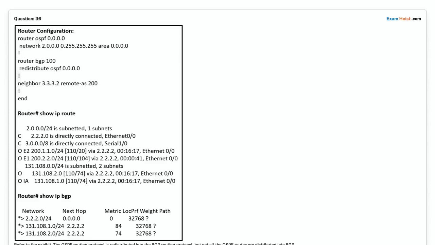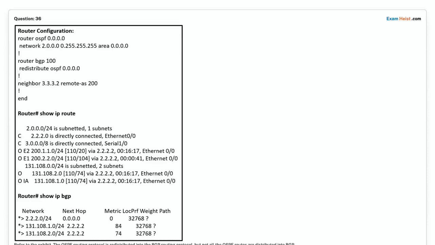Question 36. Refer to the exhibit. The OSPF routing protocol is redistributed into the BGP routing protocol. But not all the OSPF routes are distributed into BGP. Which action resolves the issue?